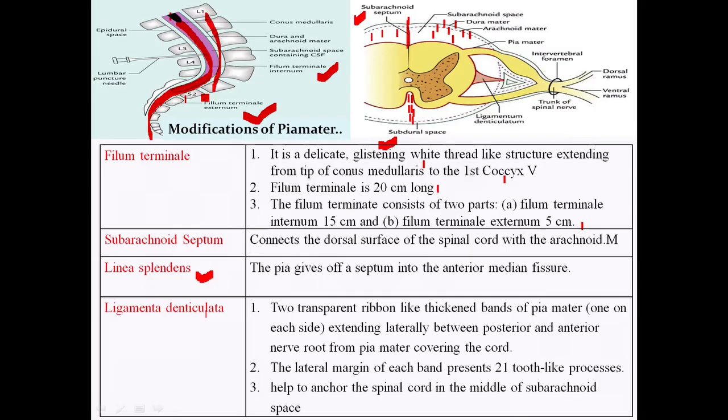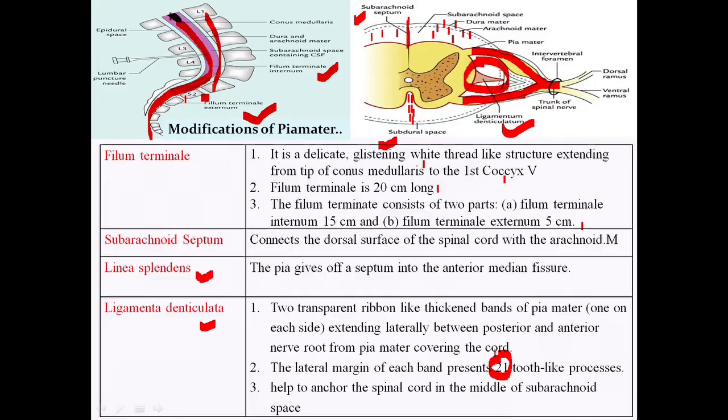Then moving on to the ligamentum denticulatum. It is a transparent, ribbon-like thick band of Pia Mater which extends laterally between the anterior spinal root and the posterior spinal root, which then form a spinal nerve. So between these two roots, we can identify the ligamentum denticulatum. Between both roots, you can identify the lateral margins of each band. Totally, we have 21 tooth-like processes.